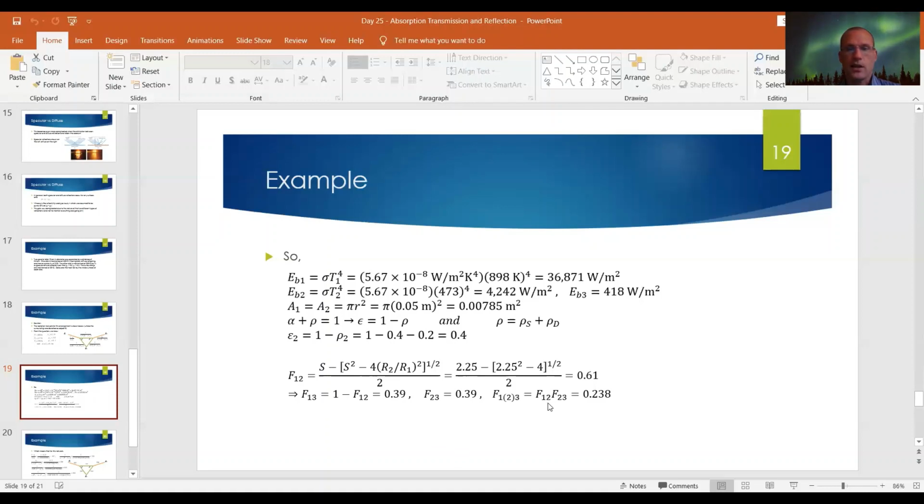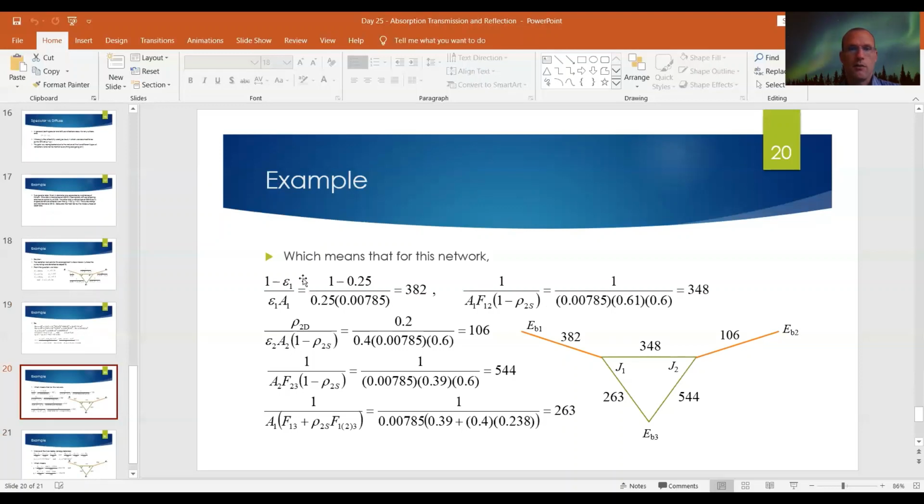And then I need to calculate this reflection. So basically what happens with reflection is I need to go from object 1 to object 2. So I need F12. Then I need to go from object 2 to object 3. So that's F23. So those two multiplied together gives me this reflection view factor, F123. So that's 0.238.